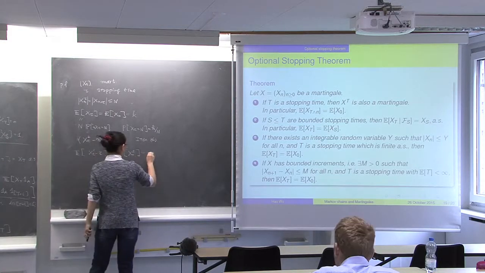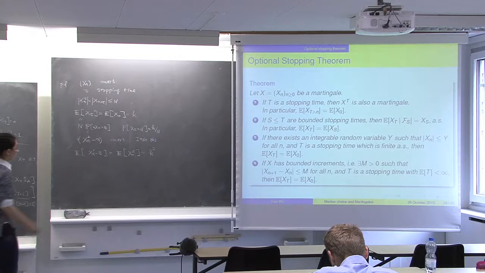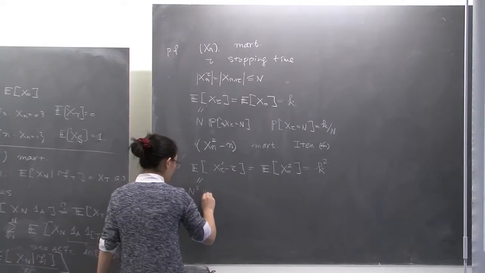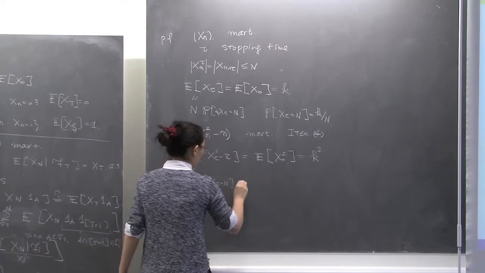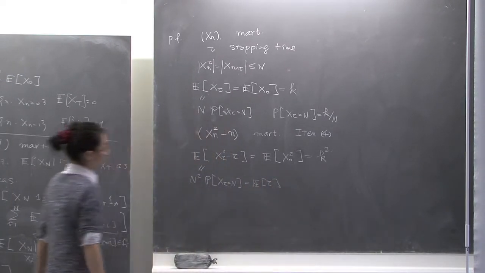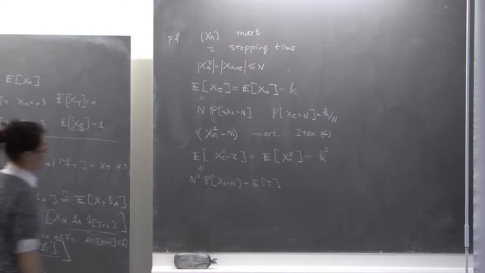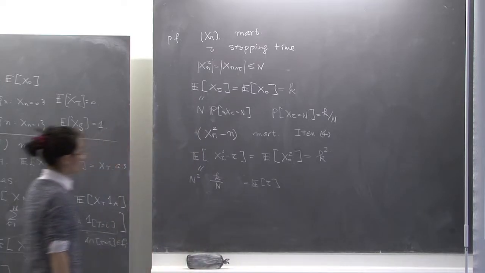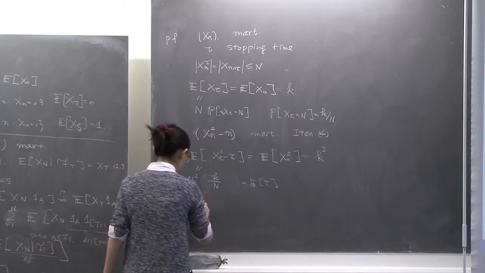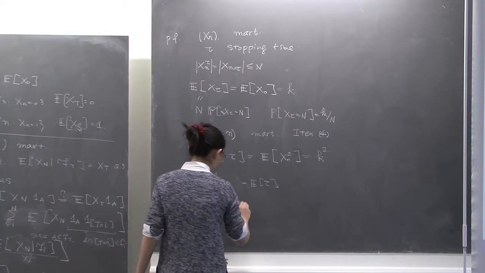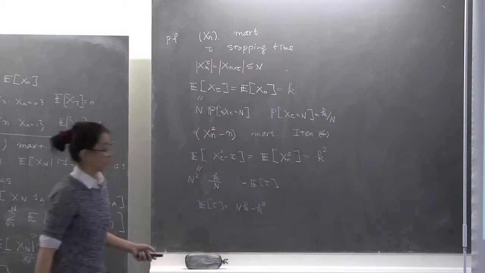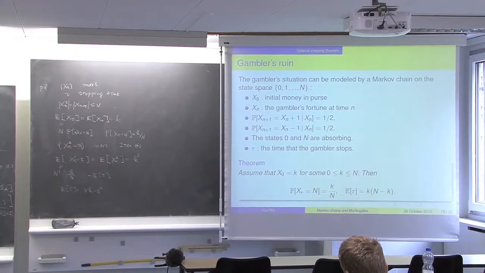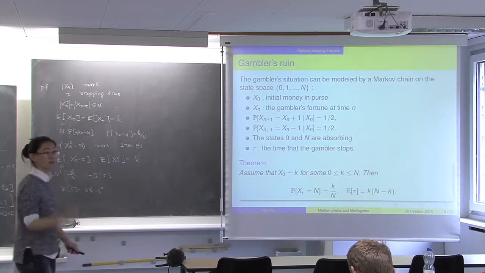For the right-hand side, it equals k squared. For the left-hand side, X tau is either 0 or big N, so it equals N squared times the probability that X tau equals N, minus the expectation of tau. From the first part of the conclusion, we know that this probability equals k over N. Rearranging this relation, the expectation of this stopping time equals Nk minus k squared. This is the same as what we have in the first lecture. So this is a new proof by martingale language, using the optional stopping theorem to show these two conclusions.